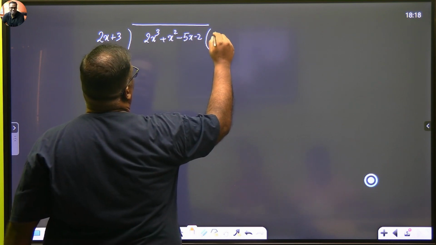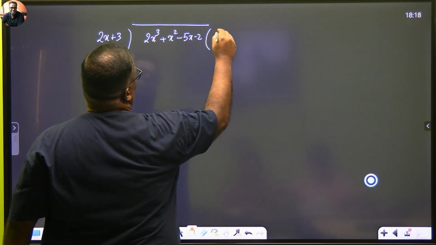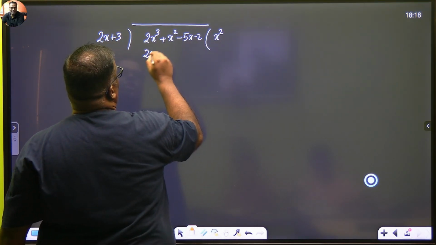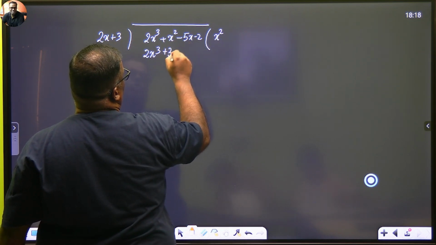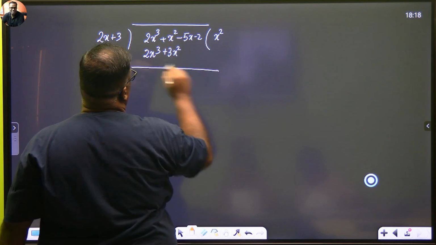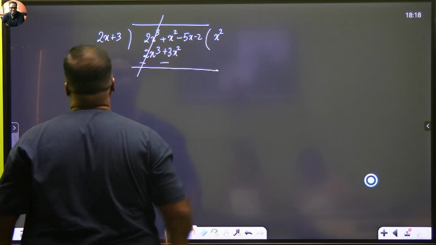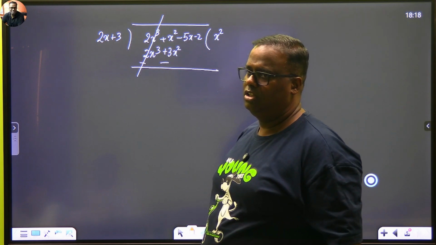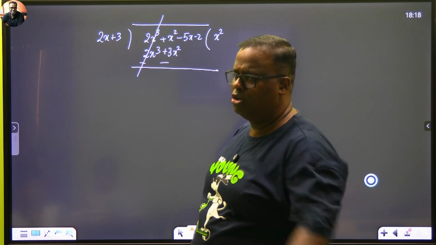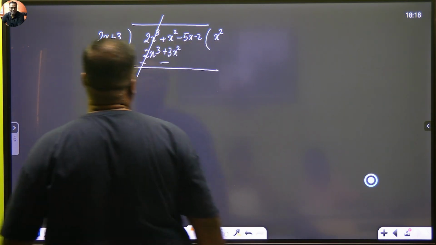So it would be an x square, which makes it a 2x cube. And 3 multiplies with x square is a 3x square. And then we swap the signs. This is gone. So it's proven that it didn't touch the bat and it was hit on the pad. Ball tracking, please. Now we'll take ball tracking.